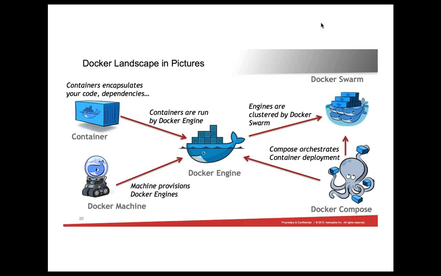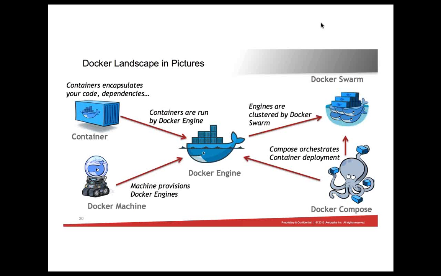How do you get a Docker engine? Well, you use Docker Machine on the bottom left to provision those engines. You can provision as many as you need. Typically on a laptop, you're going to have one engine running, but in your test environment, you could literally have tens or hundreds. And so how do I now orchestrate all of those containers?